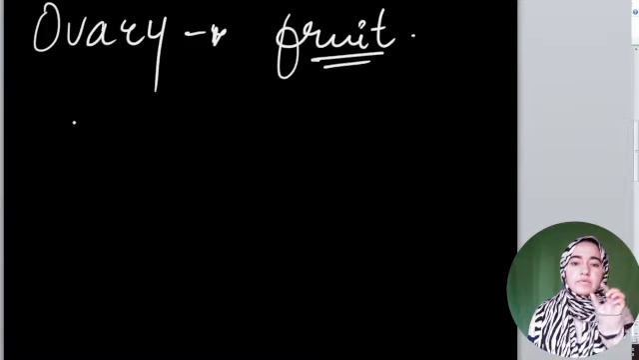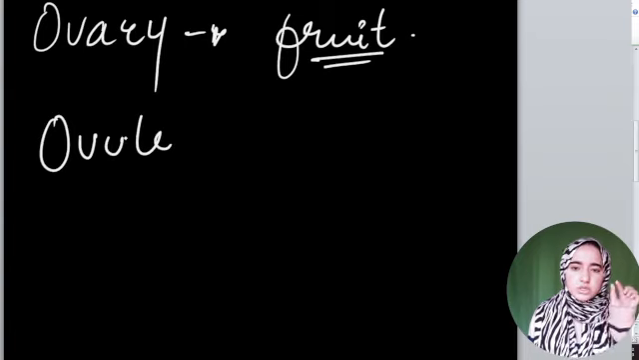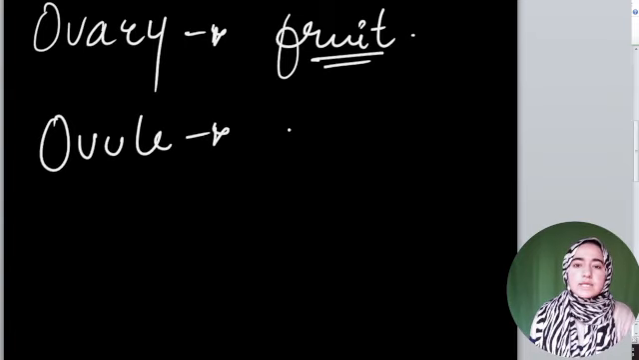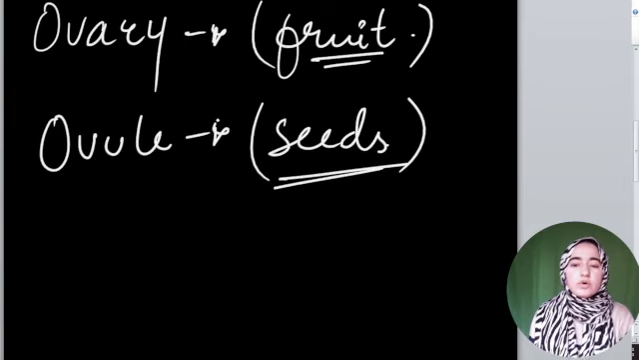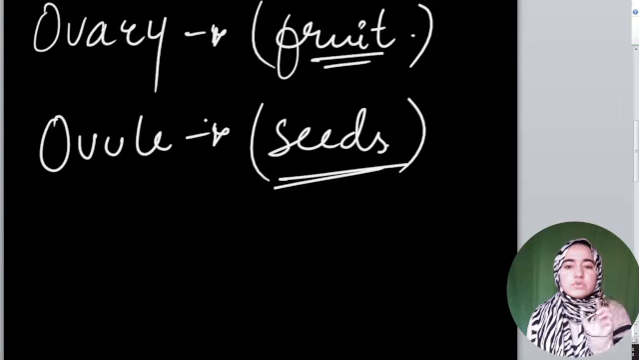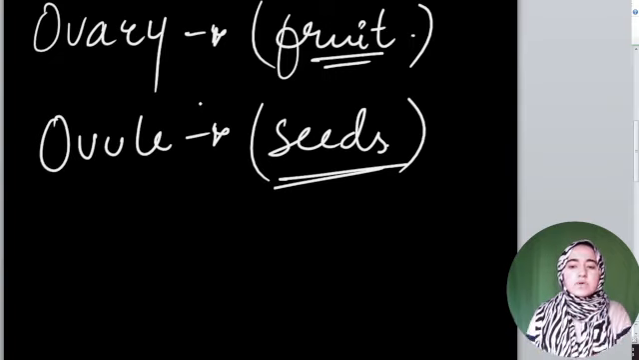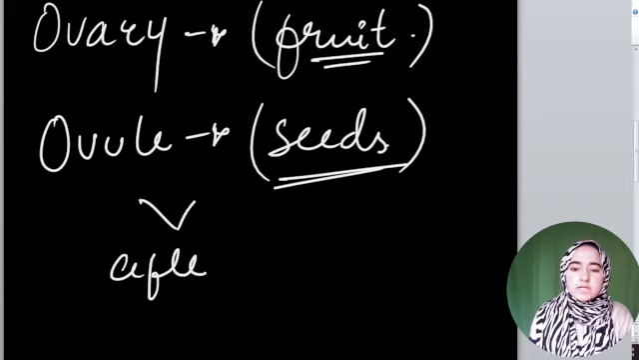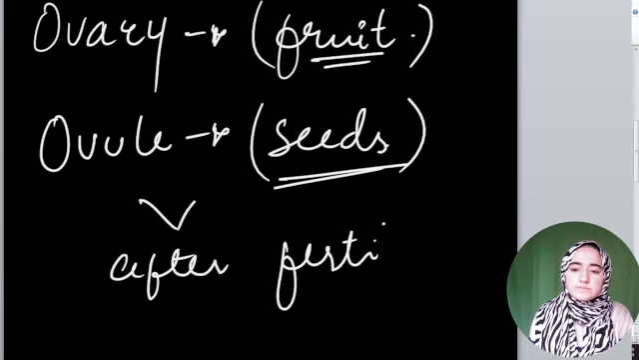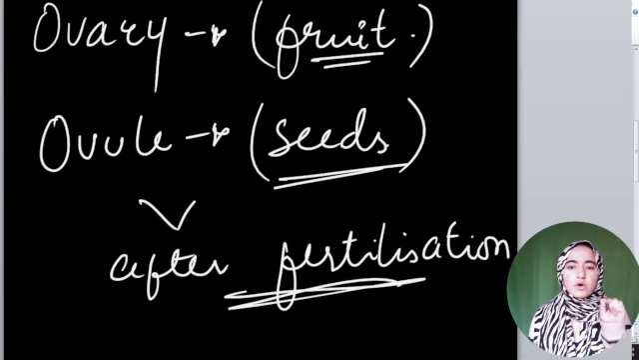And inside the ovary we have ovules, small structures. These ovules get converted into seeds after fertilization. I hope this concept of ovary and ovule is clear. Ovary gets converted into fruit, ovule gets converted into seed. I am repeating, ovary gets converted into fruit, ovule gets converted into seed, after fertilization. I hope this concept of female reproductive structure is clear.